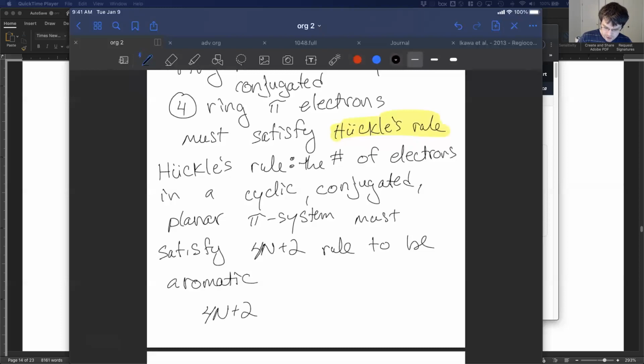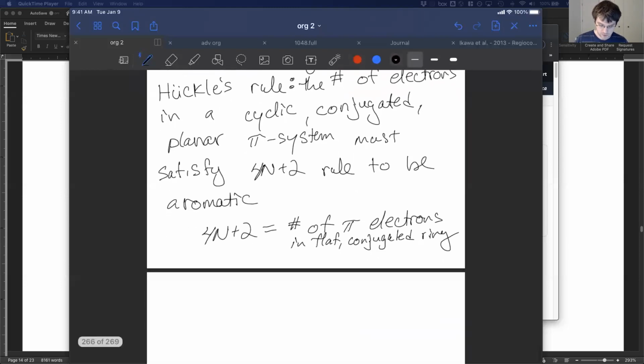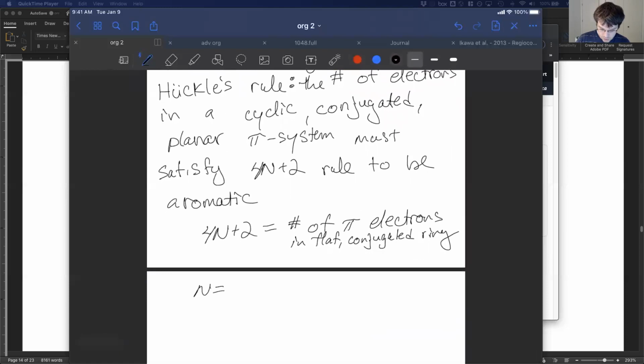The 4n plus 2 rule, or equation, is that 4n plus 2 must equal the number of pi electrons in the flat, conjugated ring. Okay, so we're just looking at the pi electrons, not sigma electrons, and only those within a ring. They must follow the 4n plus 2 rule, where n is equal to 0 or a non-negative whole number.